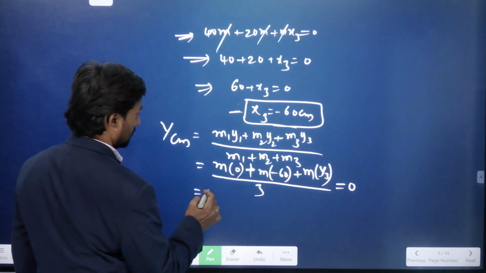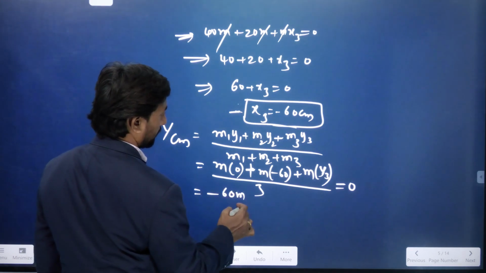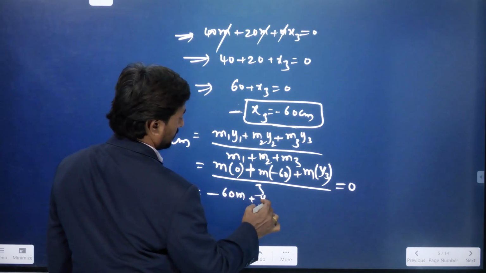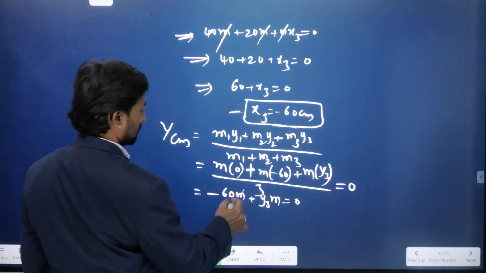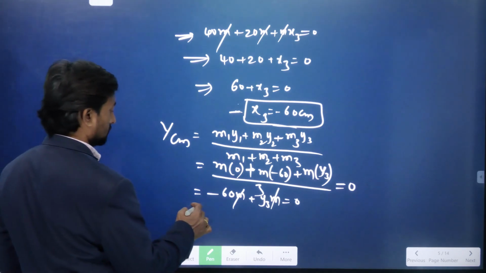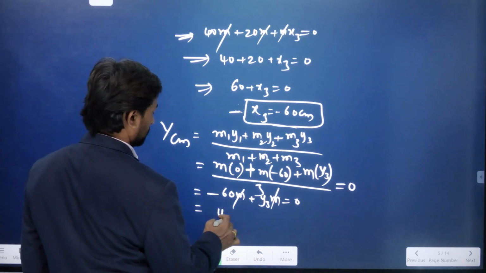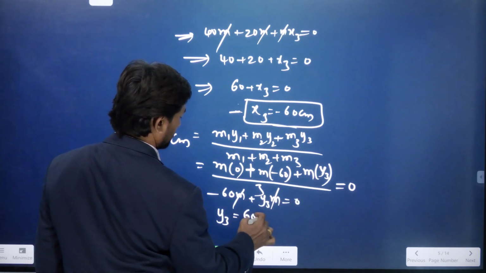So if it is equated, then what will we get here? This is minus 60m plus y3m is equal to 0, and the mass is the same here, we can cancel it. So from this we get y3 equals, if we send this to the other side, it will become plus 60 centimeters.